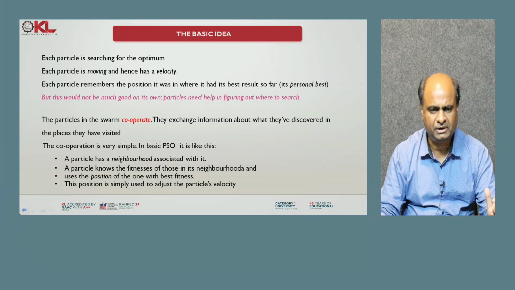The cooperation is very simple. In basic PSO it is like this: a particle has a neighborhood associated with it. A particle knows the fitness of those in its neighborhood and uses the position of the one with the best fitness. The position is simply used to adjust the particle's velocity.